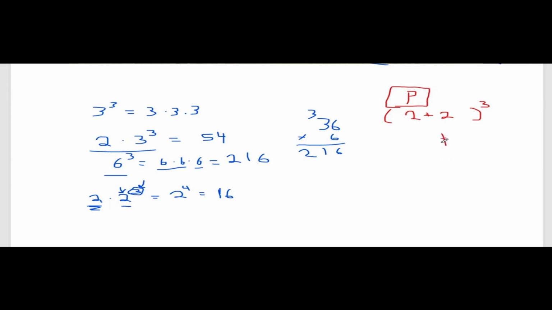So 2 plus 2 is 4. So this becomes 4 to the third. Let's see, 16 times 4, that's 64. There we go. That's what this one becomes.